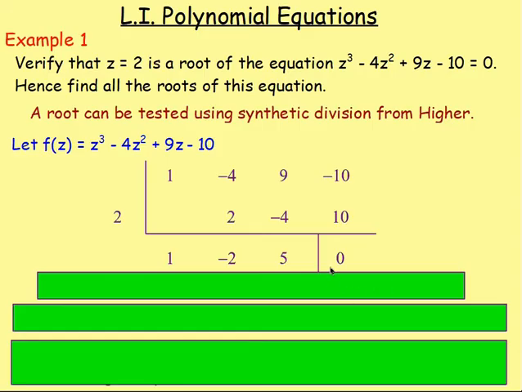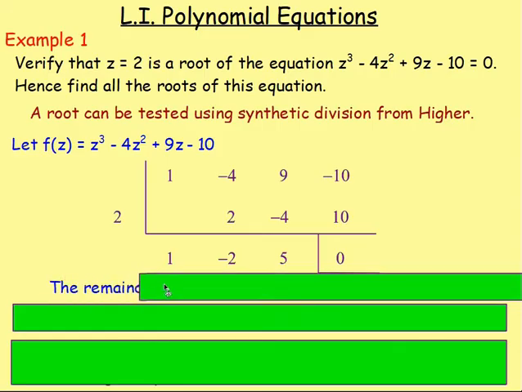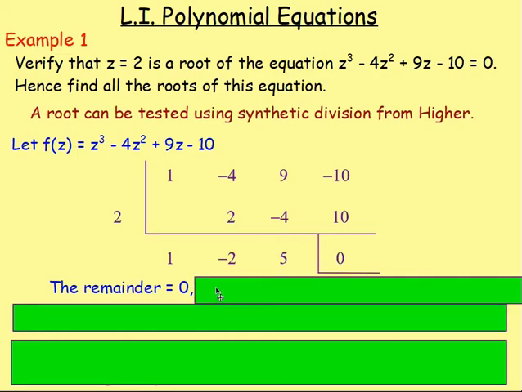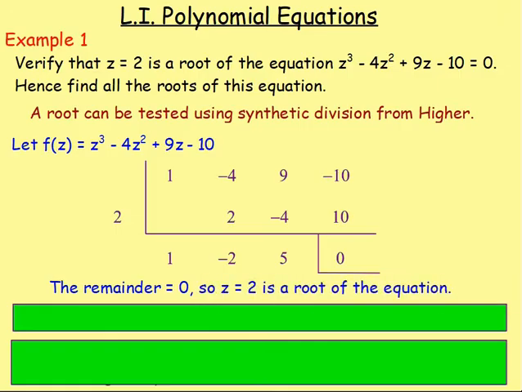And because we've got this 0, it means our remainder is 0. And because the remainder is 0, what does that mean? It means that z equals 2 is a root of that equation. So we've done the first bit. We've verified that z equals 2 is a root. Again, you could also have subbed 2 into this equation. That would also have worked. However, what we want to do then is discover the other roots of the equation.